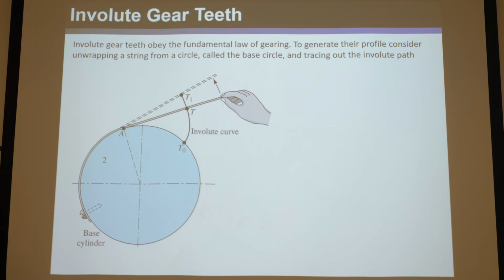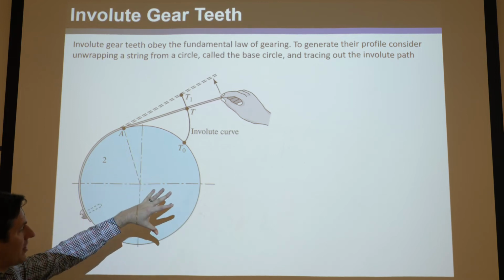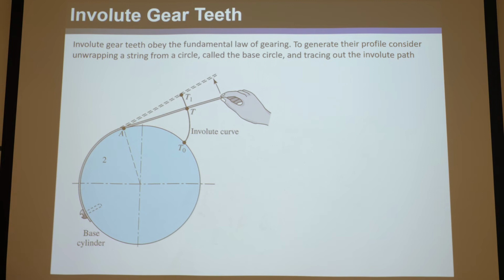To generate their profile, you imagine you have some circle, which is called a base circle. We've already introduced the concept of a pitch circle. Every gear has a base circle if it's designed correctly and has involute teeth. The base circle is the circle from which you generate the involute profile that obeys the fundamental law of gearing. Here's how you generate it kind of physically. Of course there's a mathematical equation for it, and this is a good reason to look in the book or just Google it.